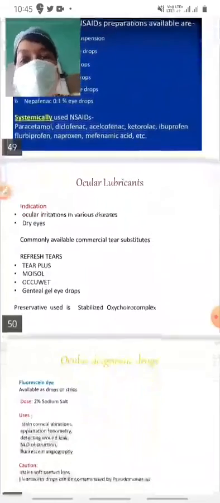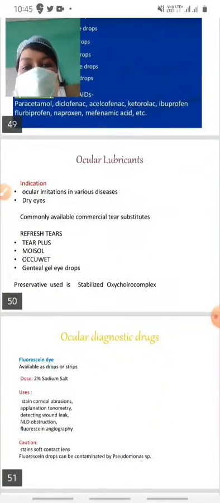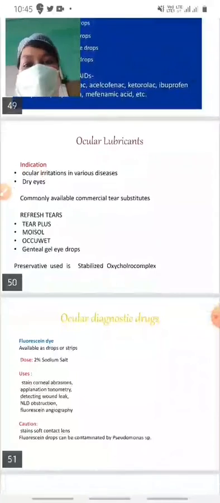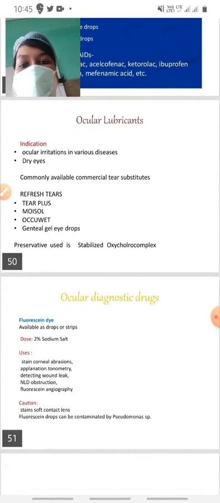So the next group is the ocular lubricants. So what are the indications? So it is indicated in dry eye where the normal tear secretion of the patient is very low, and also any disease that causes ocular irritation. You don't need to know the trade names, you just know that the main thing that is given in the ocular lubricants is carboxymethyl cellulose.